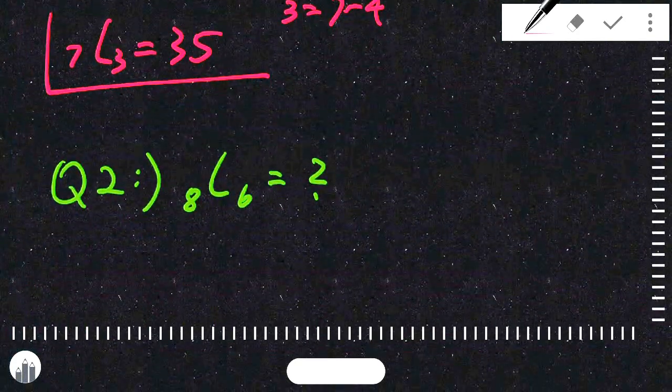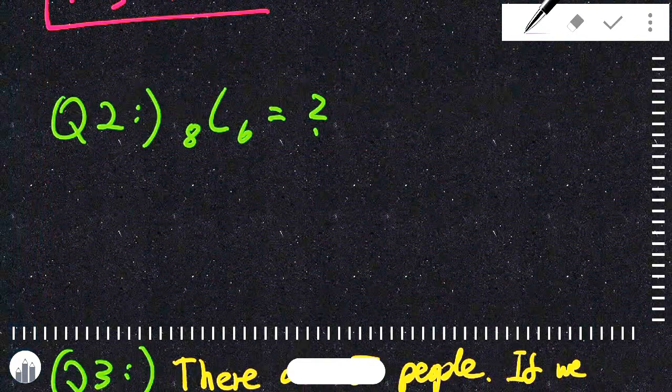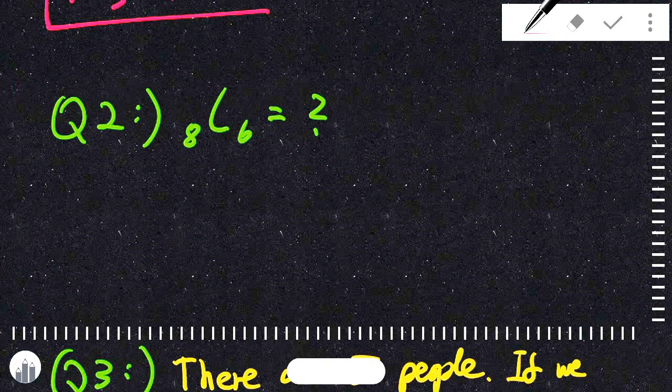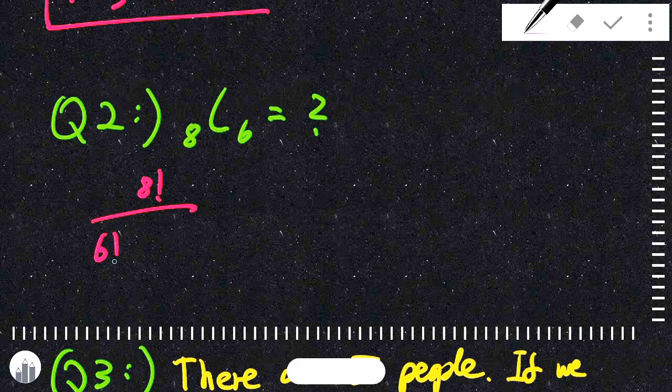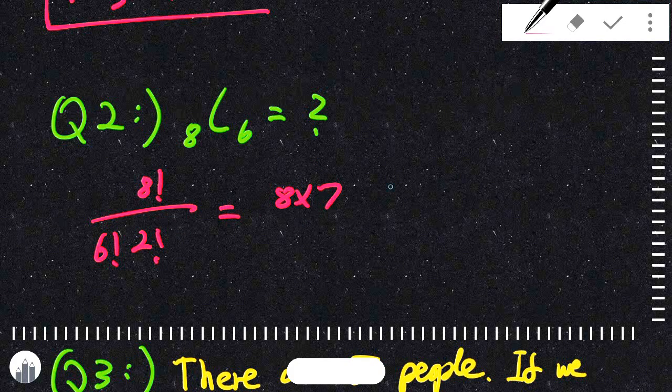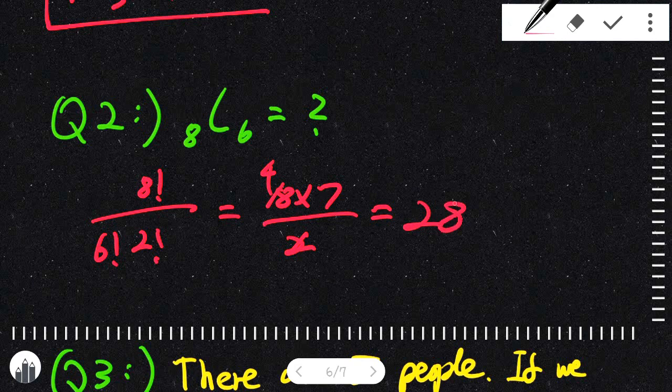Next question: what is 8C6? This question tests you to simply solve the combination with a mathematical equation. So 8C6 will be 8 factorial over 6 factorial times 2 factorial. That will be 8 times 7, because all the rest from 6 factorial will be cancelled out, divided by 2, which is 7 times 4 equals 28.